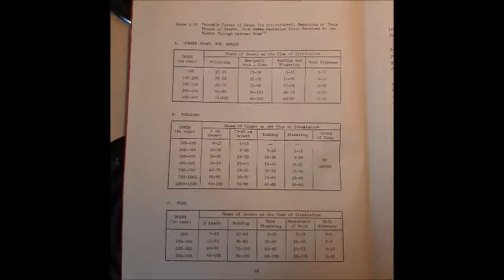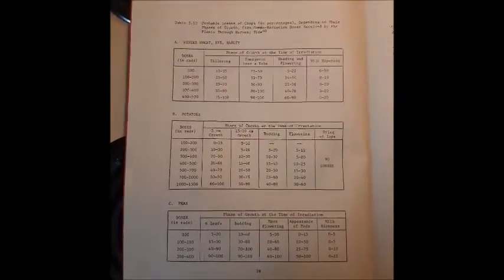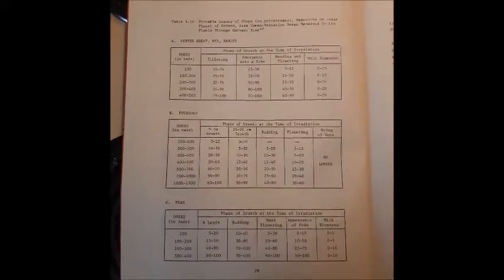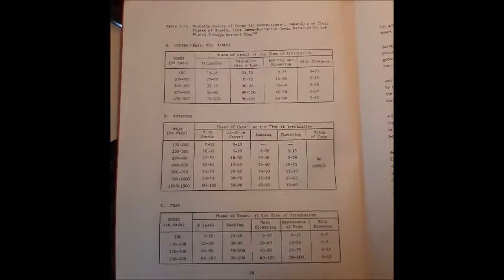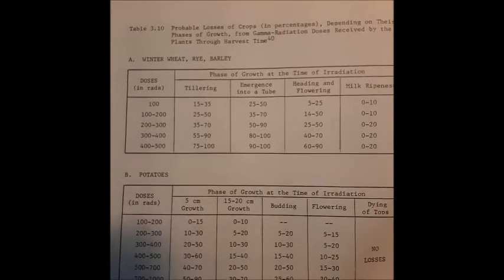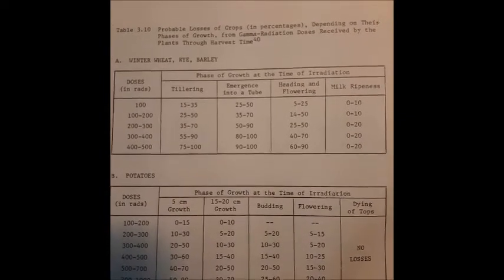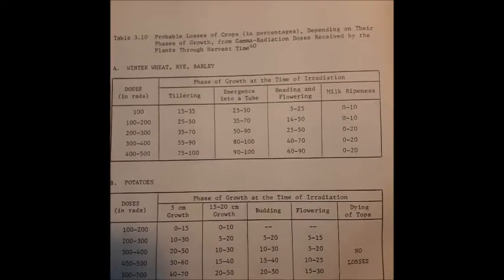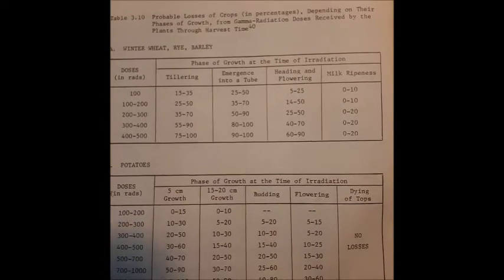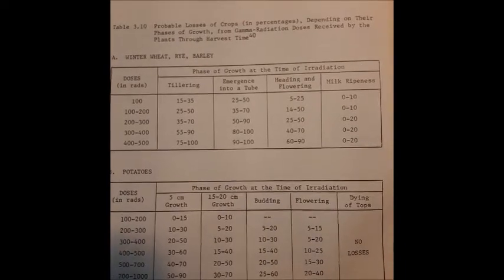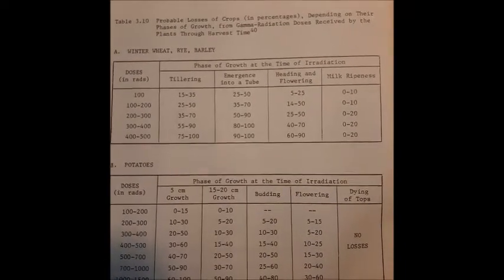This page is important in planning. What it does is tell you, by the various phases that a plant is in, what the damage will be by an accumulated dose. What I'll do is zoom in on this so you can read it. So what's happening is you're looking at losses of plants based on doses in rads on the left. And the interesting thing is, this breaks it up into what stage the plant is in: if it's tilled in, the emergence of the plant, heading and flowers, and ripening.